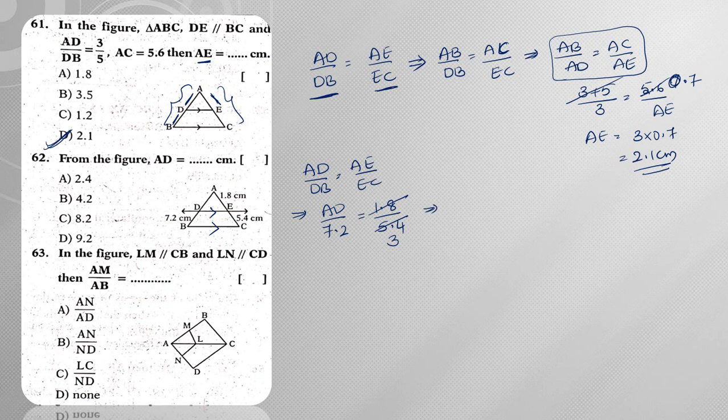Again in the 3 table, what I am going to get, AD is equal to 7.2 divided by 3. So 3 twos are 6, 3 fours are 12. Hence the answer is 2.4 centimeters.